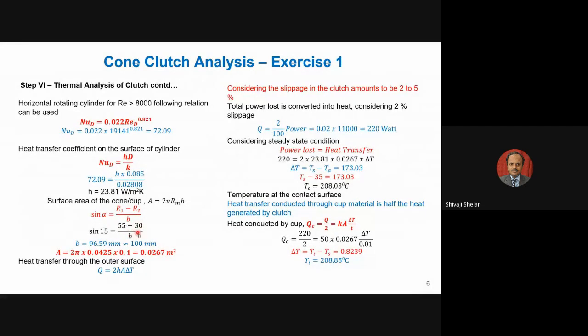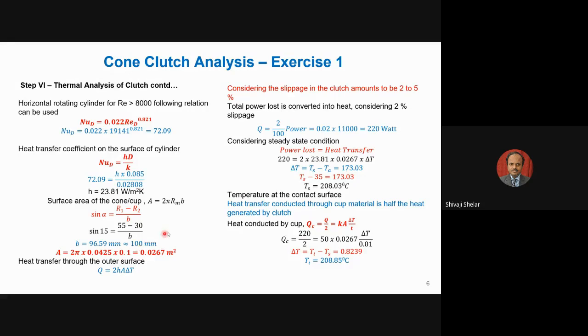So you will get the B value, that is the length of the cone, what we call the slant length or lateral length of the cone. B is equal to 96.59 millimeter. This is the design value. So let's take this design value approximately as 100 mm. So this is the 100 mm cone length or drum length in the inclined direction.